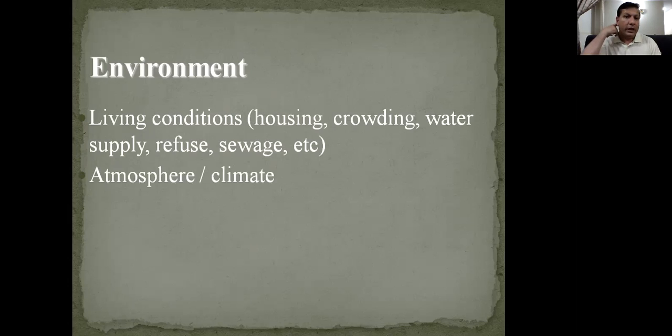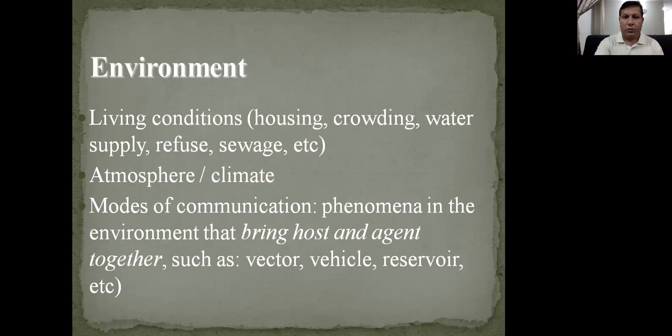Atmosphere and climate, if good for that causative agent, maybe will cause problems. If atmospheric conditions are not good for that causative agent, it will reduce, such as people throughout the globe now waiting for the hot environment for the reduction of COVID-19, because when they are touching hands and going into the air, that will dry very soon in a hot atmosphere and the virus will die. So people are waiting for it. Modes of communication: phenomena in the environment that bring host and agent together, such as vector, vehicle, and reservoir. These are three factors playing an important role in the establishment of epidemiology.